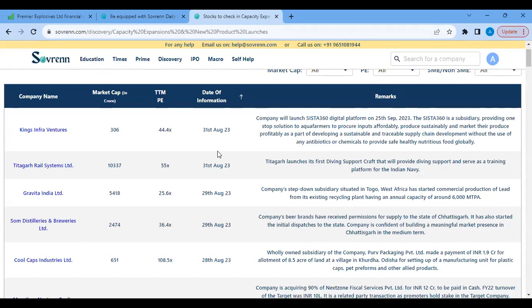Which company launched the Sista 360 platform? Prabhu has answered it perfectly. It's King's Infra.